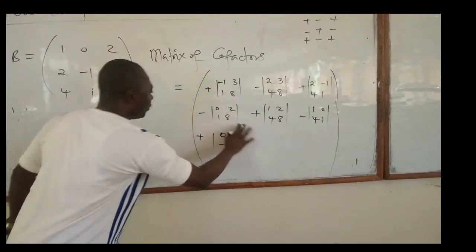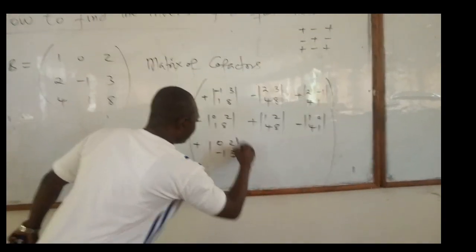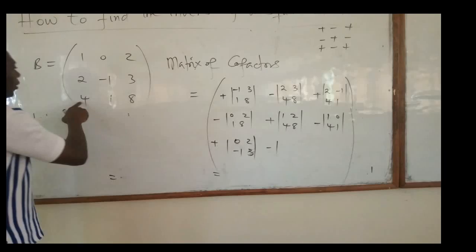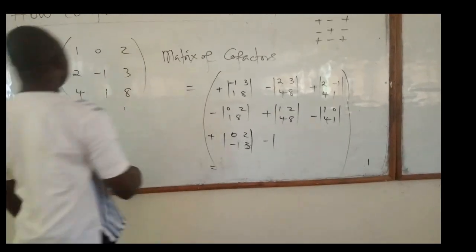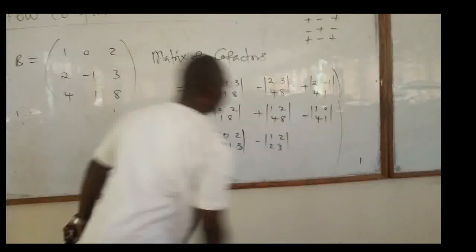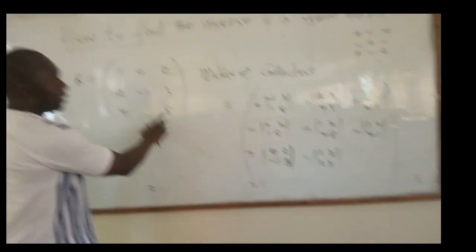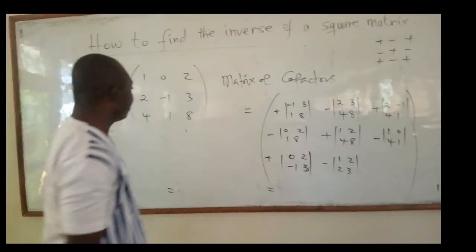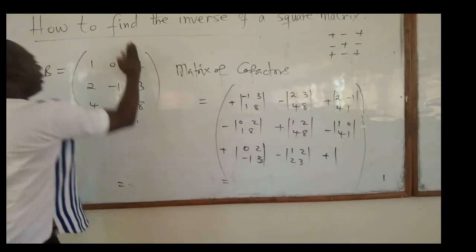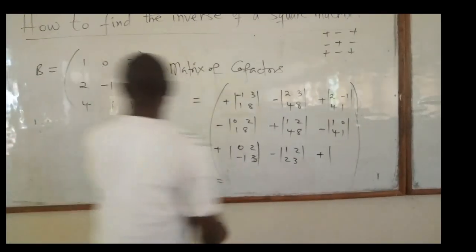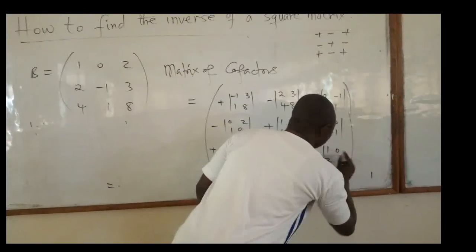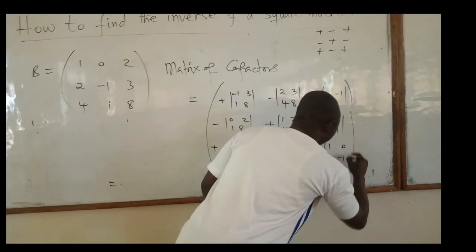You have to be very careful when you are writing the numbers. Then the next one, the alternating sign is negative. You cross out all the elements here, all the elements here. 1, 2, 2, 3. And then the last one, the alternating sign is positive. So plus, you cross out all the elements here, all the elements here. So you have 1, 0, 2, negative 1.